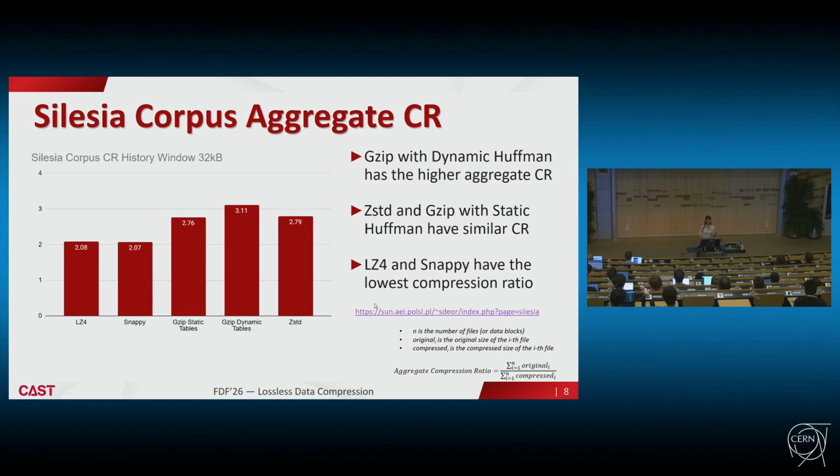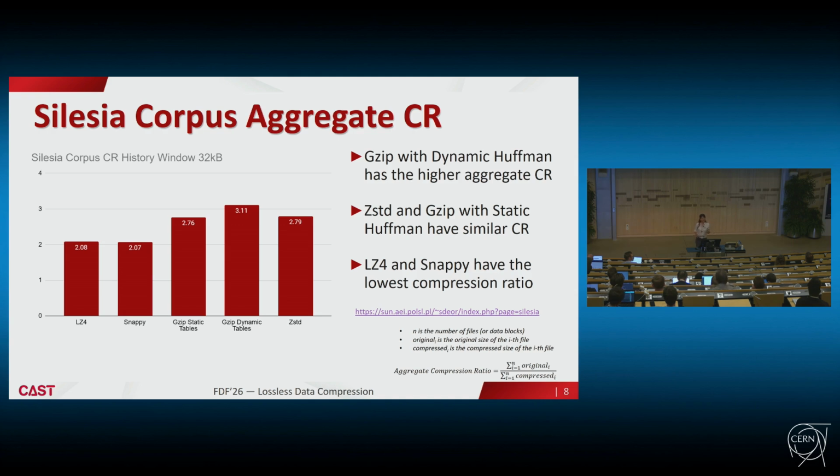And we do this by using these algorithms with the same size of search window, 32 kilobytes, so that we have a point of reference to compare all algorithms objectively. And we use the aggregate compression ratio. It's not the average. The aggregate also takes into account the size of each file. The definition is right here in the slide.